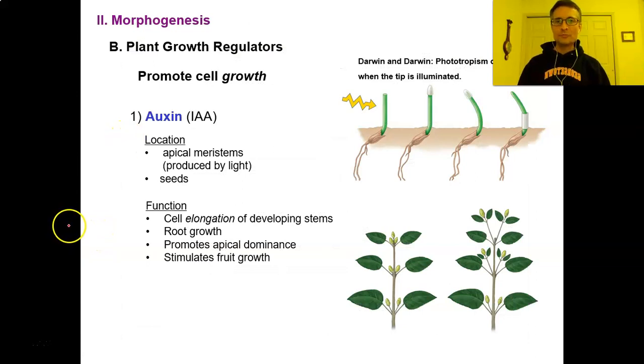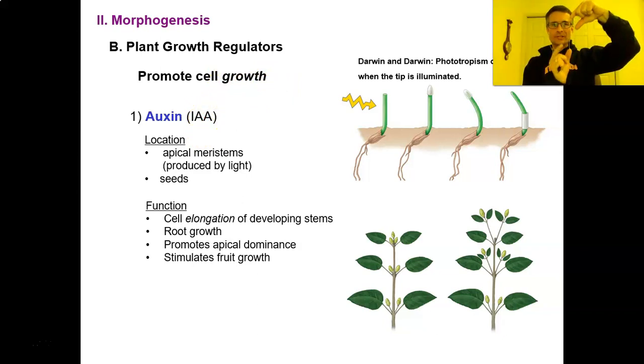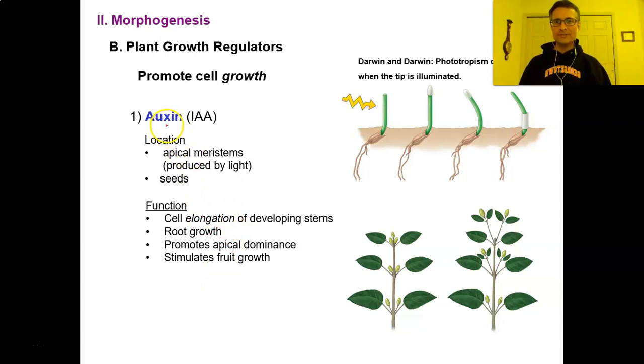First, plant hormones I'd like to consider are plant hormones that promote cell growth. And I like to emphasize growth. By growth, I mean specifically the elongation of existing cells, as opposed to the division of cells and elongation as well. So auxin is a very important hormone that stimulates cell growth and is sometimes known as IAA. Its location is in the apical meristems of stems, and it can be produced by light. It also can be produced occasionally by seeds, but it's really this first location that controls a lot of plant development. And so auxin is, as I said, responsible for cell elongation in developing stems.